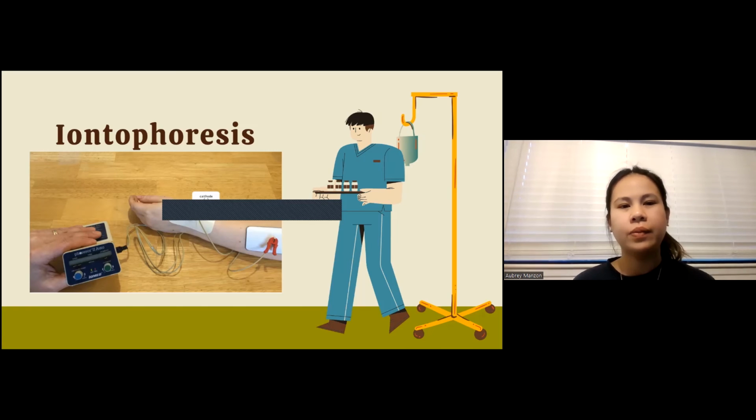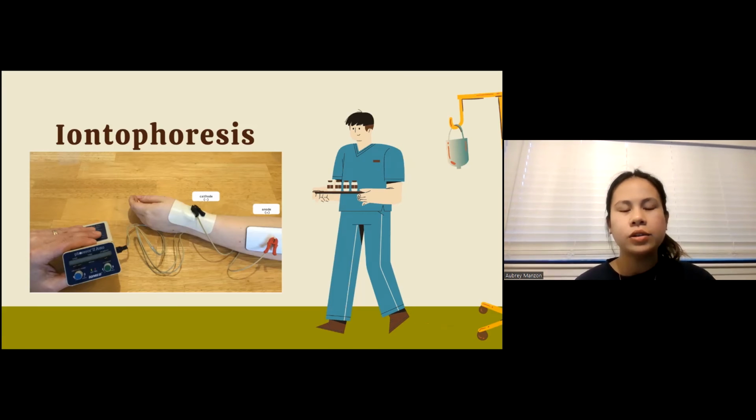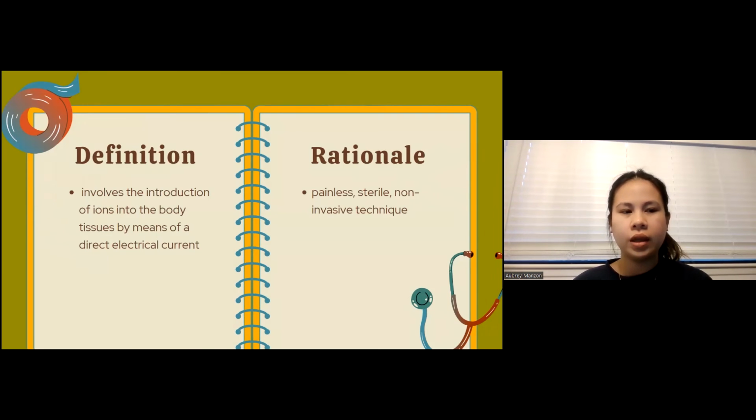All right, lastly, I will be talking about iontophoresis. So iontophoresis is originally referred to as ion transfer. It involves the introduction of ions into the body tissues by means of a direct electrical current. So basically, it's transporting chemicals or medication across the skin membrane, which uses electrical current as a driving force. The reason why some therapists use this agent is because it is a painless, sterile, non-invasive technique.